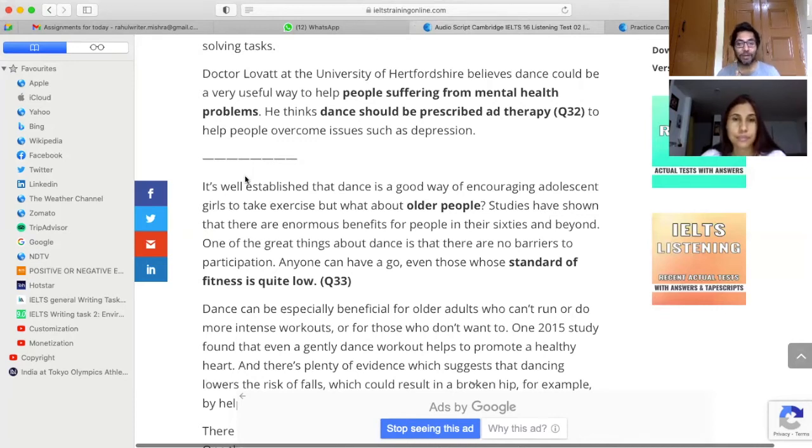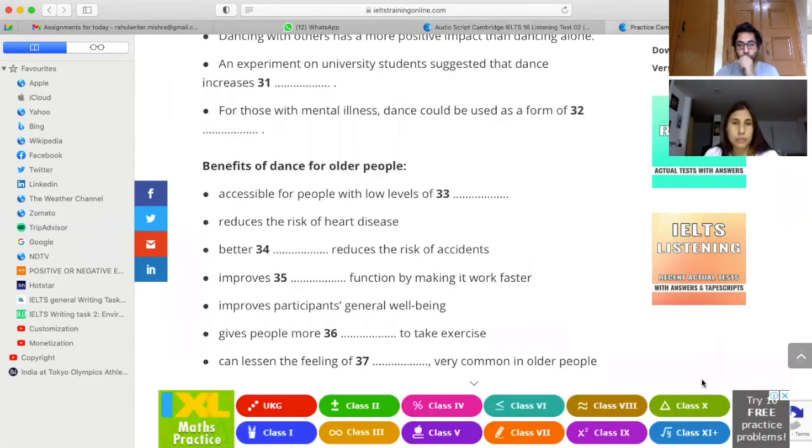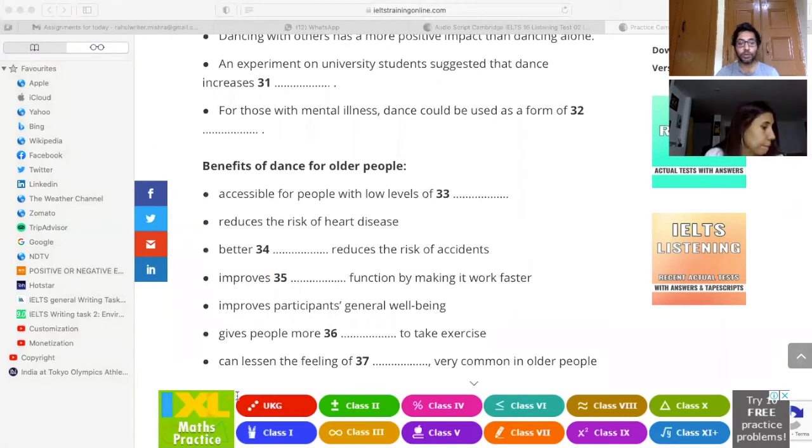Okay. So it is very established that dance is a good way of encouraging adolescent girls to take exercise. But what about your senior citizens, right? Studies have shown that there are numerous benefits for human beings, people in their 60s and beyond. One of the great things about dance is that there are no barriers to participation. Anyone can have a go, even those whose standards of fitness is not good. Yeah. Fitness. Okay, fitness, not sickness. Yep. Got confused between fitness and sickness. Fitness is that, not sickness. Okay.